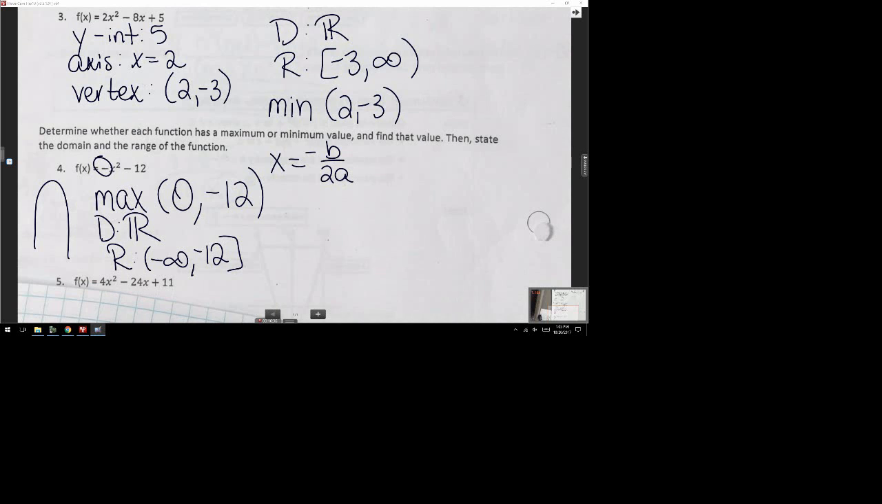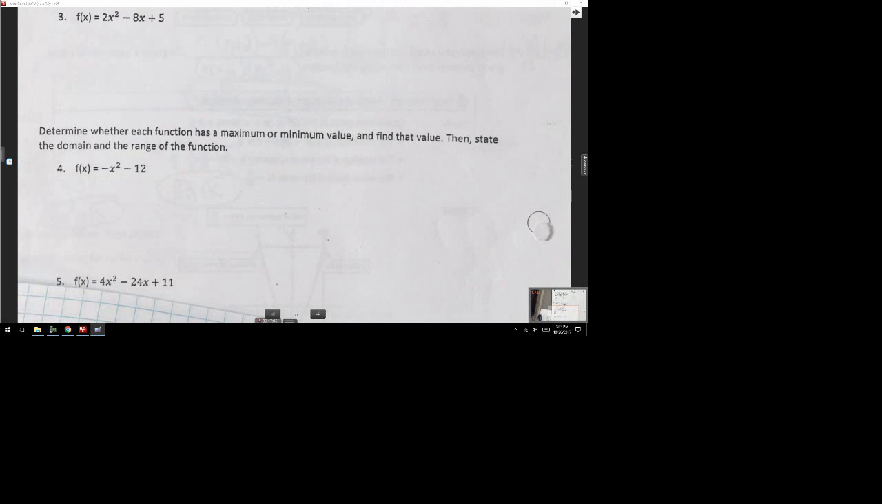Why is 12 with 0? Because when I did my axis of symmetry formula, there is no b, there is no x value, so you would put 0 there. When you plug in 0, 0 squared minus 12 is still negative 12. That's why we were saying it was the same as your y-intercept.